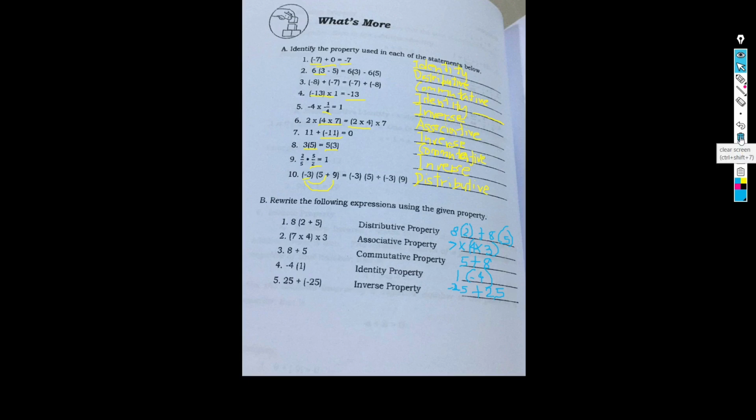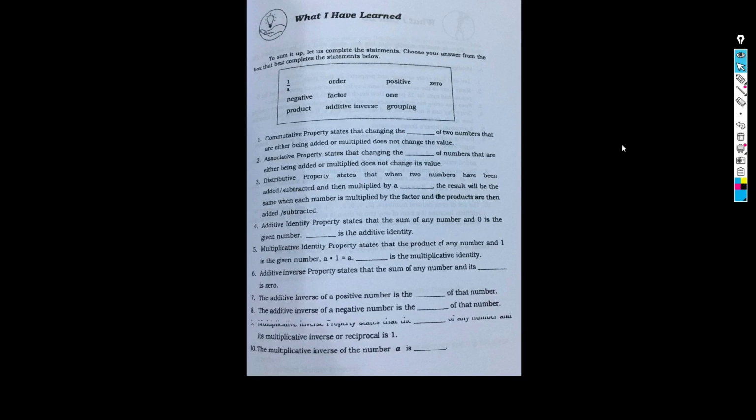I will erase. Next page, please. What I have learned. Let us answer this one based on the words from the boxes. Put them on the spaces. Number 1, the commutative property states that changing the order, when you commute, you swap the order, of two numbers that are either being added or multiplied does not change the value.